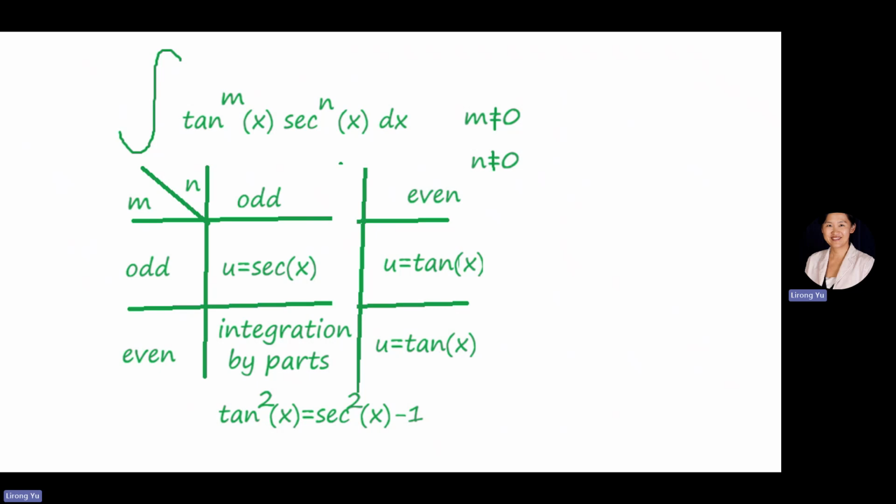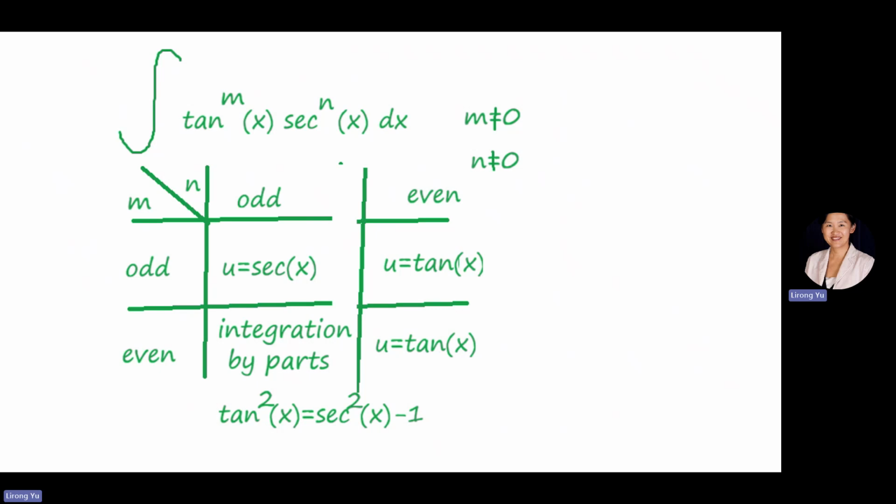On the other hand, now what if n is odd? If n is odd, you can look at m. If m is odd and n is also odd, you can do u equal to secant because tangent times secant is a derivative of secant. So we're able to integrate into a secant. And then that leaves us one scenario. You can see that it's longer. The third scenario of the whole strategy is where m is even and n is odd.